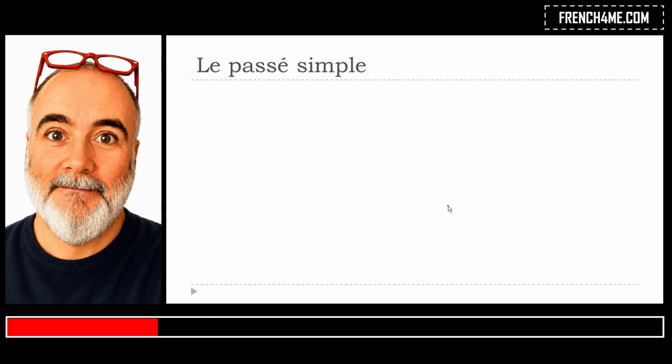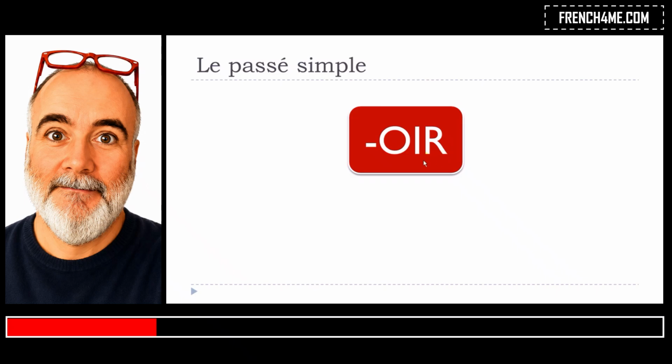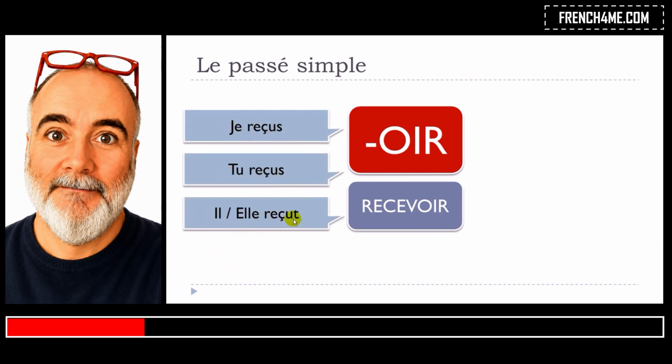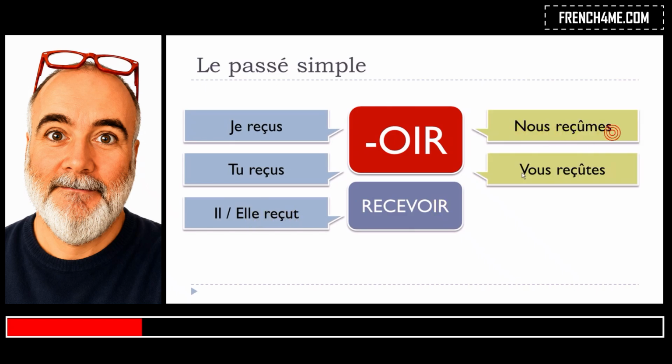Alright, so let's continue now with this group. Remember, verbs ending with OIR, but we said that it was not all the verbs, so I've been choosing this recevoir example, to receive, and it goes like that. Je reçus, tu reçus, il reçut, elle reçut, nous reçûmes, vous reçûtes, ils reçurent, elles reçurent.